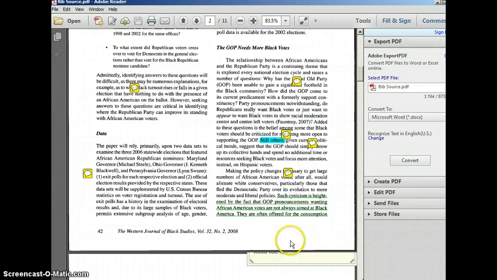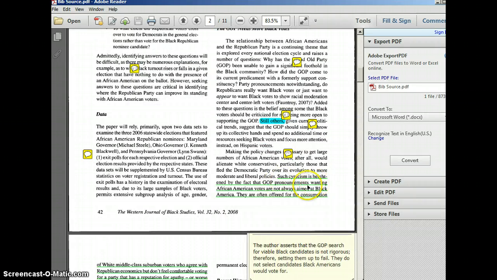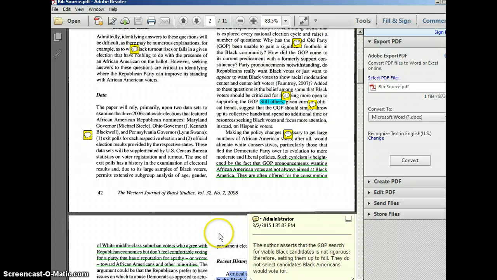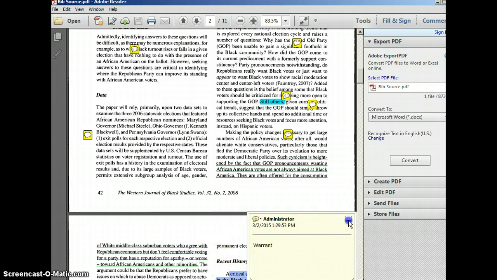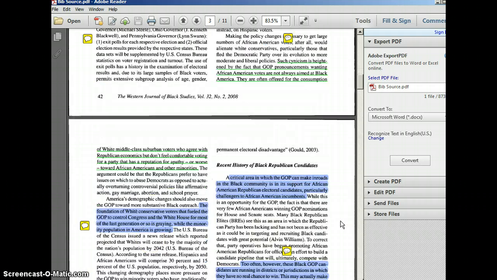So he gives the opposition: such cynicism is heightened by the fact that GOP pronouncements wanting African American votes are not always aimed at Black America. They are often offered for the consumption of white middle class suburban voters who agree with the Republican economics but don't feel comfortable voting for a party that has a reputation for apathy, or worse, toward African Americans and other minorities. So he recognizes what the opposition has said, but then he goes into giving the specifics.